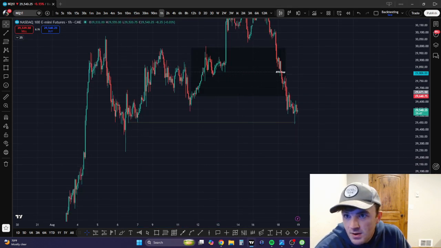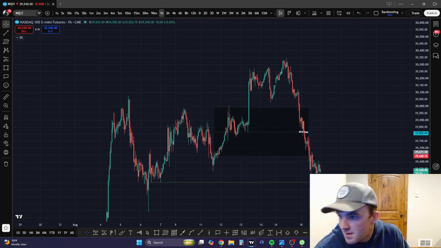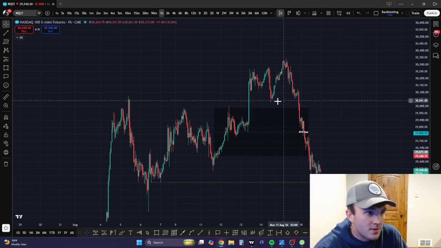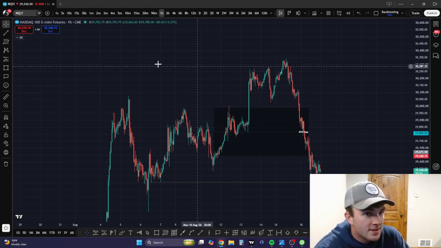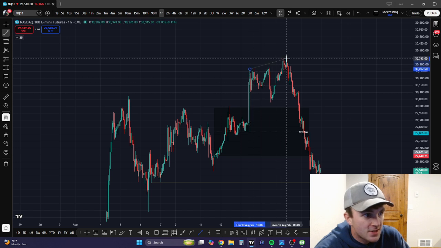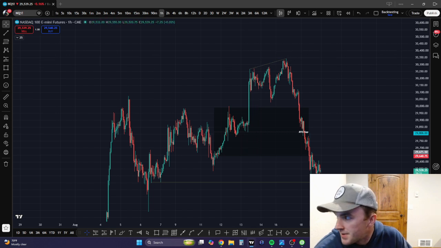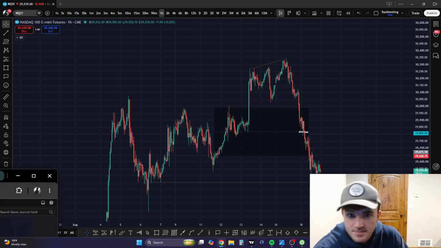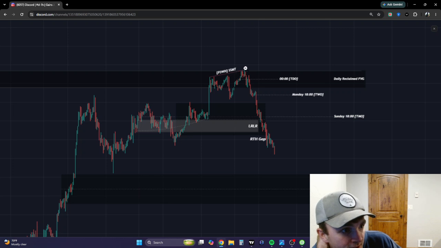So I was going to show you guys how I was looking at this last night, if it'll load. Basically, what I was looking at last night is we had a time-based SMT with this high. ES made a lower high, NASDAQ made a higher high. So let me get this pulled up and drag this over. So we have right here a previous 3 week SMT.